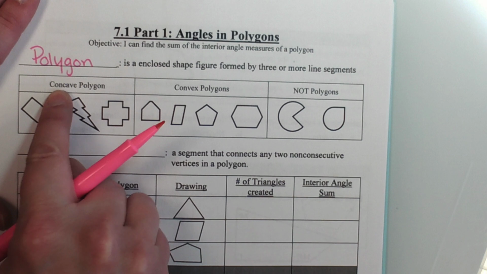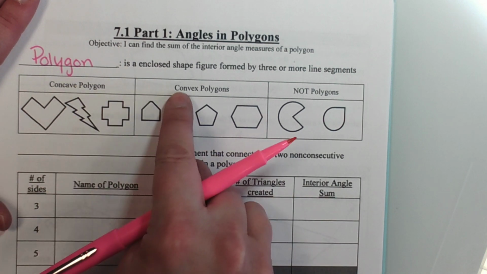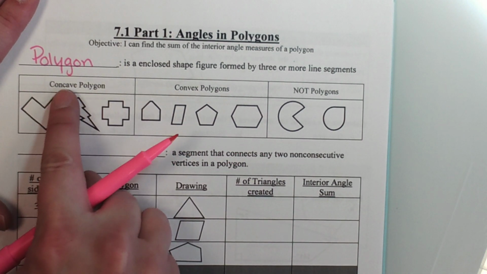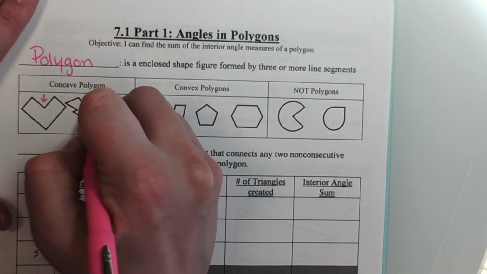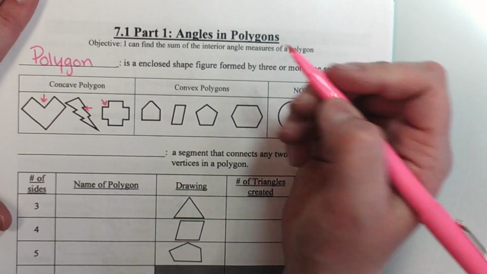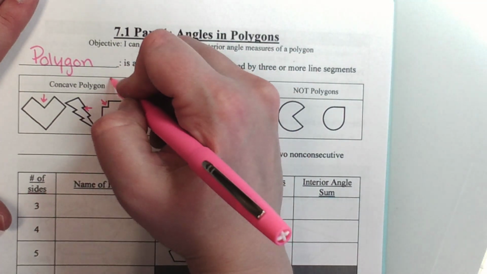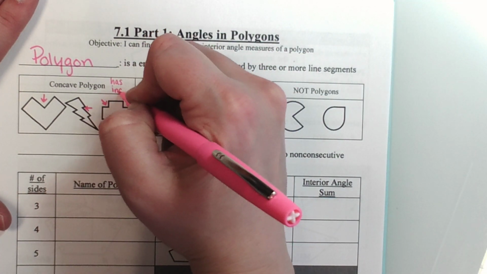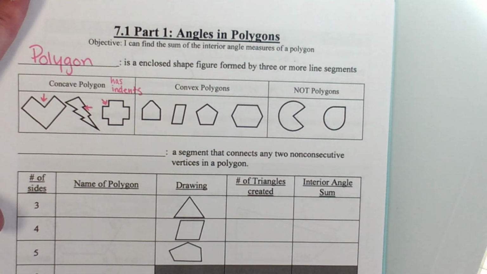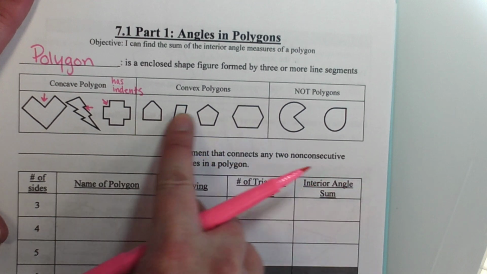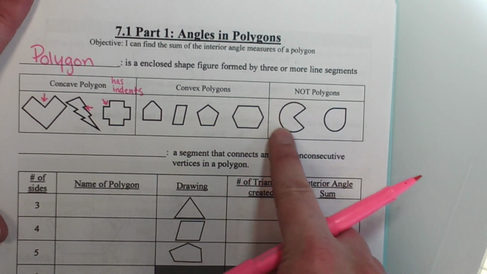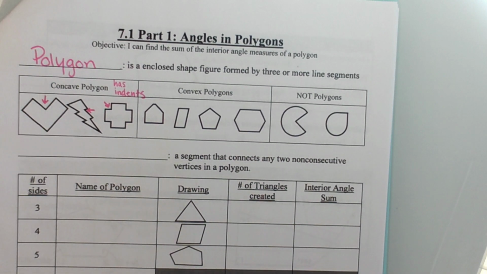Now, polygons come in 2 forms. There's concave polygons and convex polygons. Concave means it's kind of like caved in. It's got these indents in the shape. Convex means there's no indents. All of the vertices go outwards. So these are convex polygons. If it's got any sort of curve whatsoever, it's not a polygon.